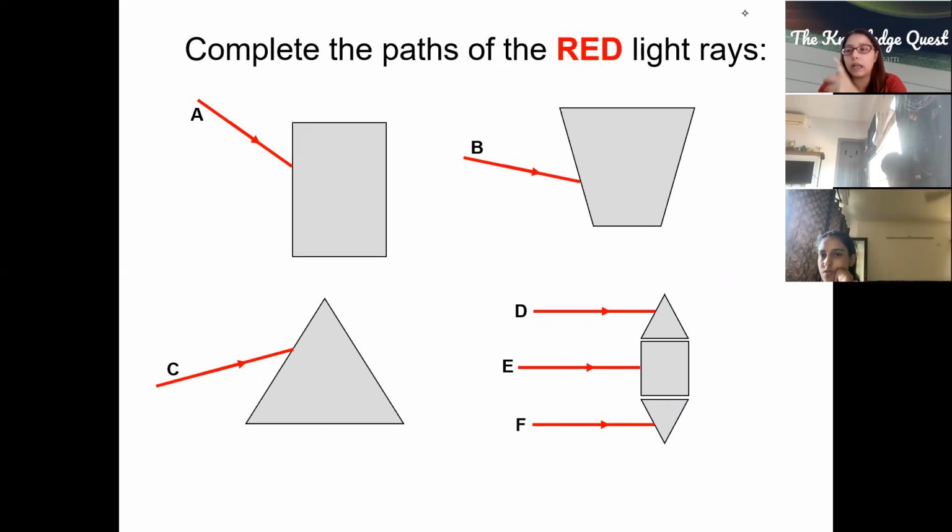So complete the path of the red light rays. Okay, I'll show you how to do the first one. So the A line is entering, both of you unmute yourselves. That A incident ray is entering the prism, glass prism, changing the medium. So is it going to move away from the normal or towards the normal? Towards the normal, and then after coming out, it's away from the normal. Away from the normal. Now you have to tell me what will happen in the second one.